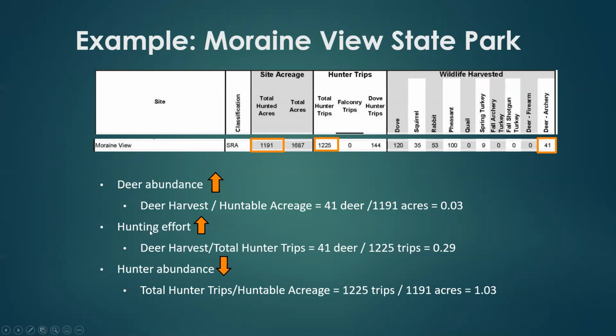Then you can look at hunting effort. So you can see how many deer were harvested per total hunting trips. That gives you 0.29. And then look at the pressure that's there. So you can see total hunt trips and huntable acres and see how many hunters there are per acre of that land. And just to give you an idea again, so deer abundance, you want this number to be high, you want hunting effort to be high, and you want that hunter abundance to be a lower number if you're comparing sites.